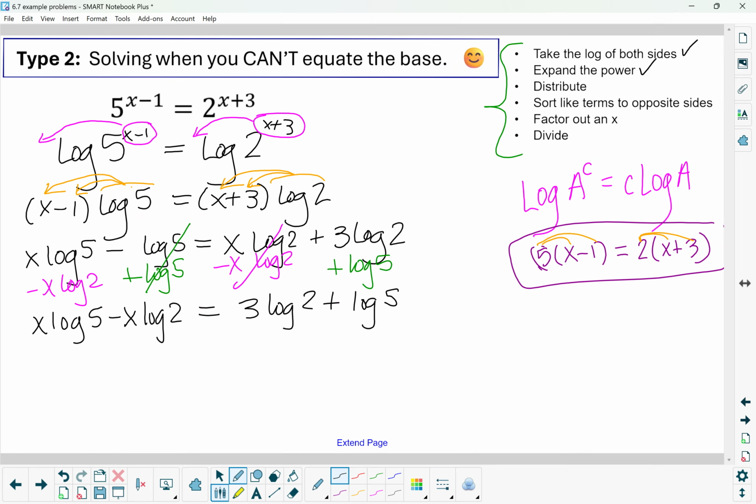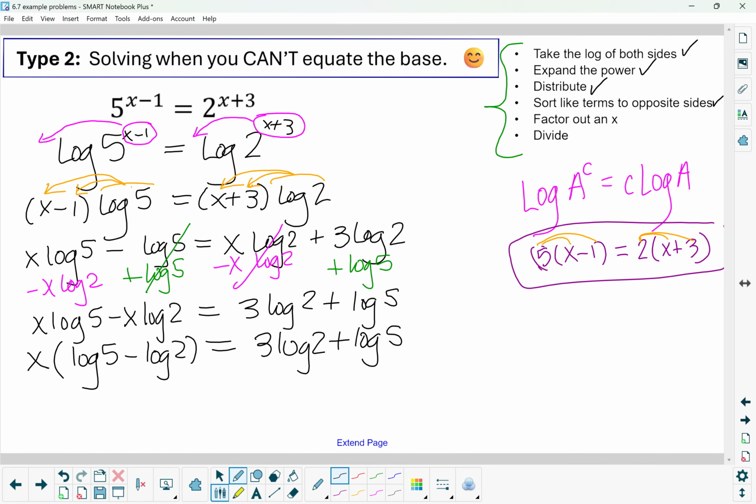On the right side of the equation over here, this is just a number. You could get it from your calculator right now. I prefer to wait until the last step to use my calculator, but you definitely could. So we've distributed, we sorted our terms, we're ready to factor out an x. So notice we got all the x's to one side so that they have an x in common, and now I'm going to factor it out. X times (log 5 minus log 2) is equal to 3 log 2 plus log 5.